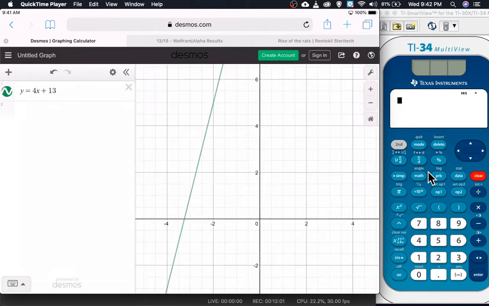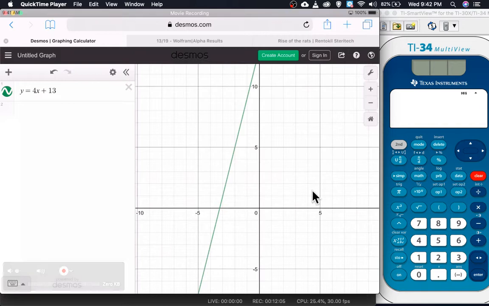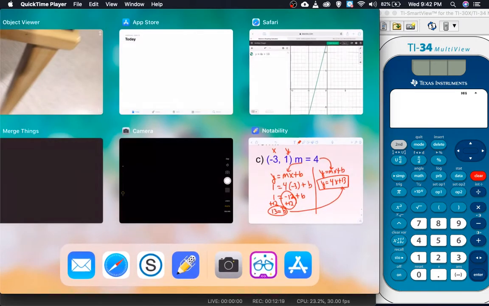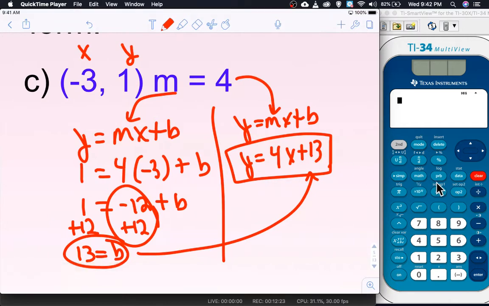So from one point to the next, I'd go up 1, 2, 3, 4 over 1. Up 1, 2, 3, 4 over 1. So it meets all the requirements of the original problem. It has the right point. It has the right slope. So that proves that that is the right equation.